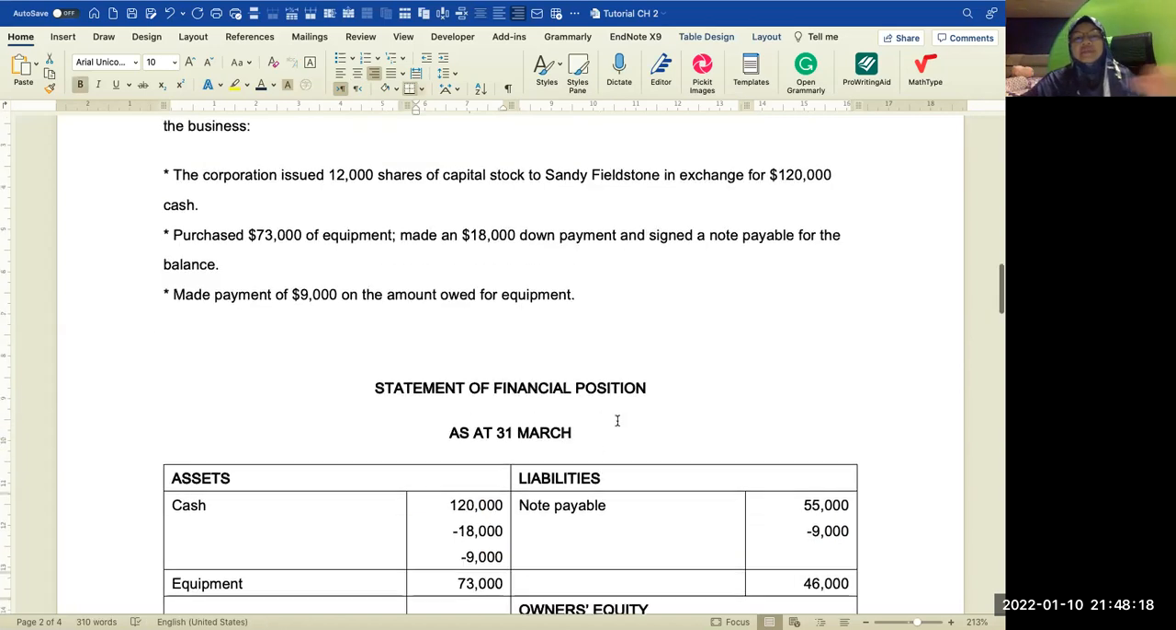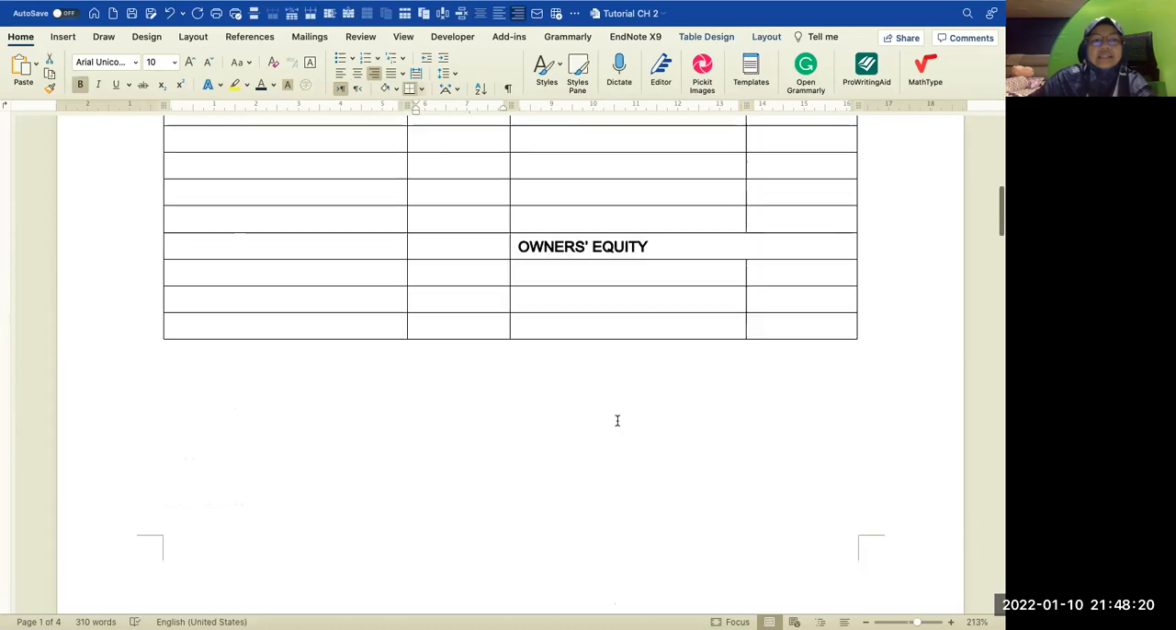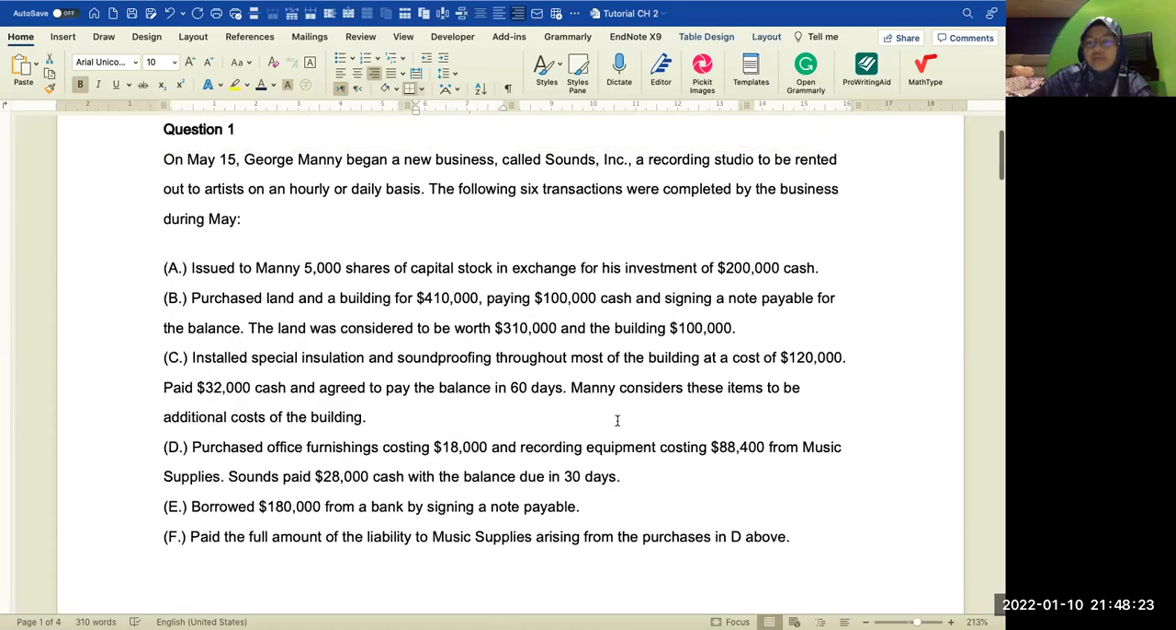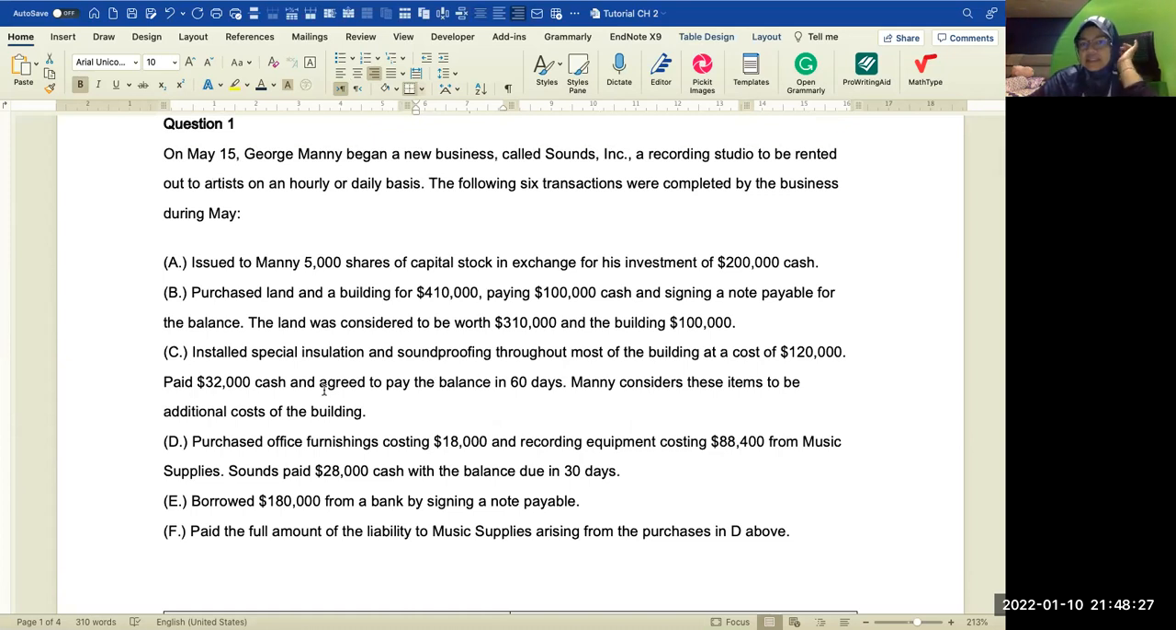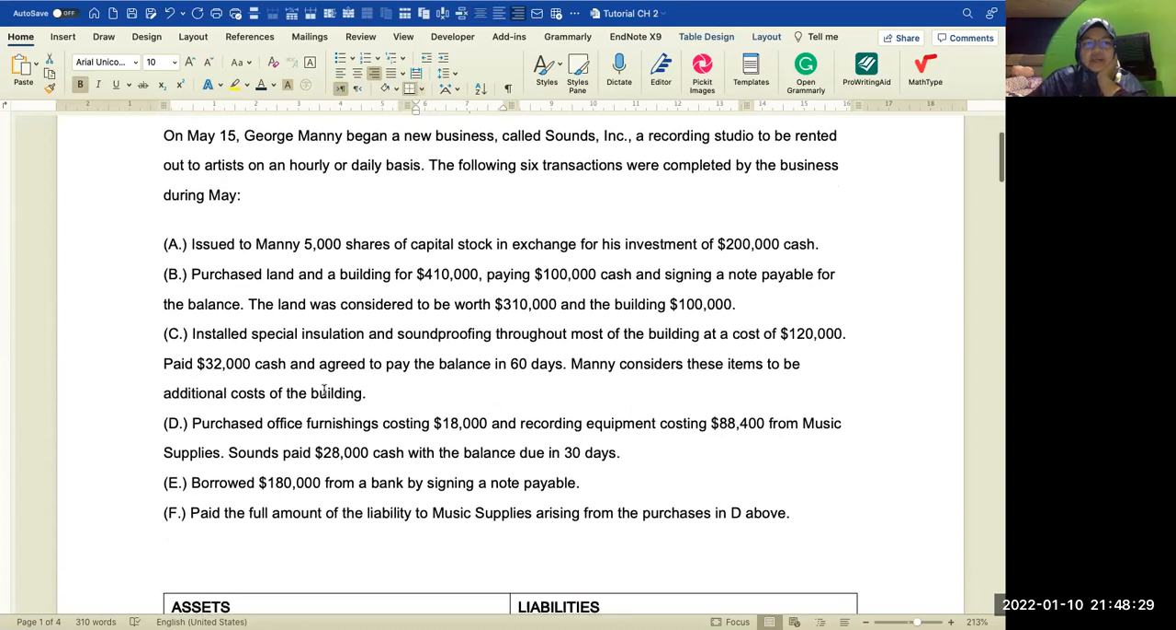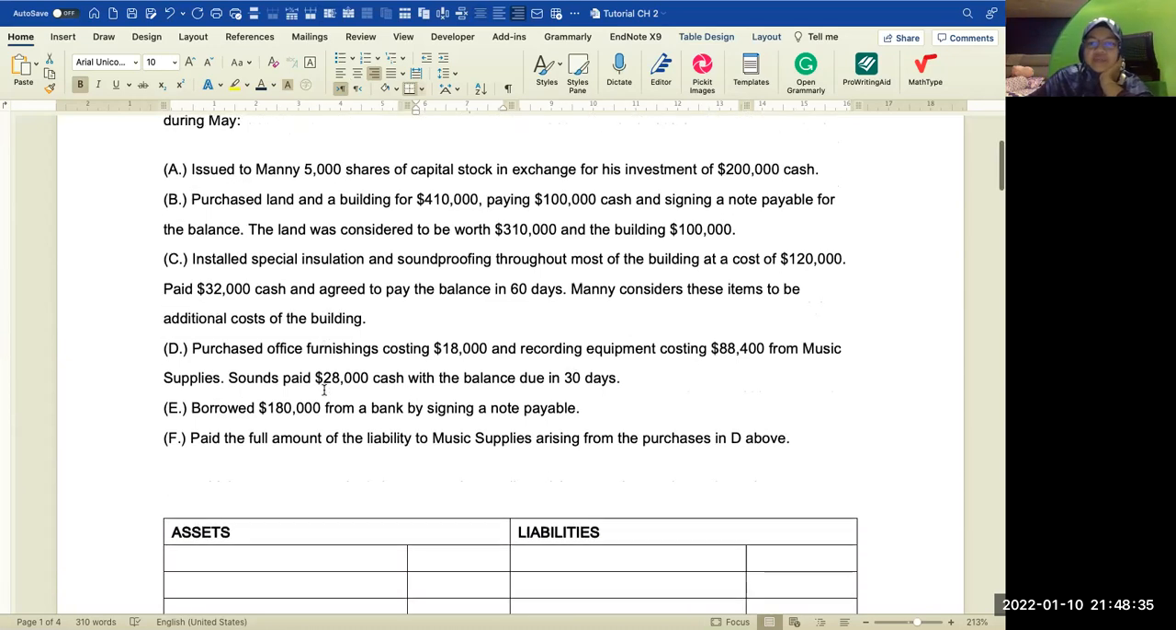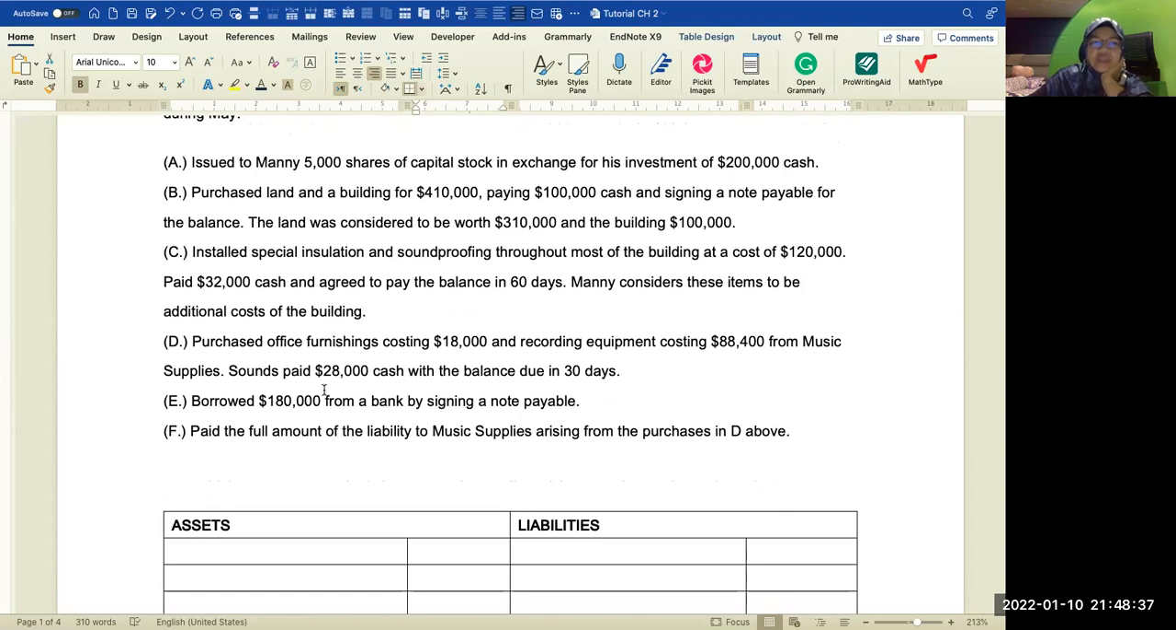Okay. Let's look at the first one. Because there are 6 transactions here, I will call each one of you, just for each of the transactions. Is that okay? All right. We have 6 of you here, A to F. So let's have Hakim first, because this one is the easiest one.